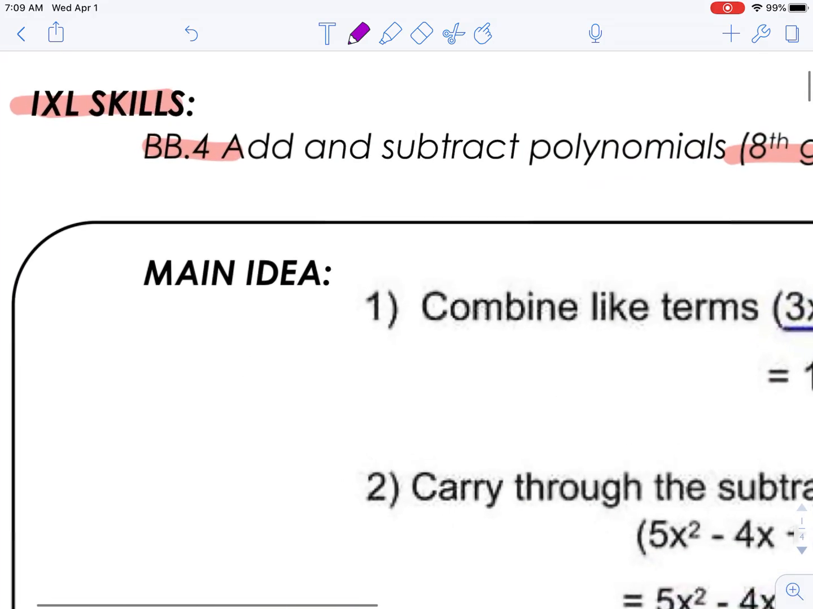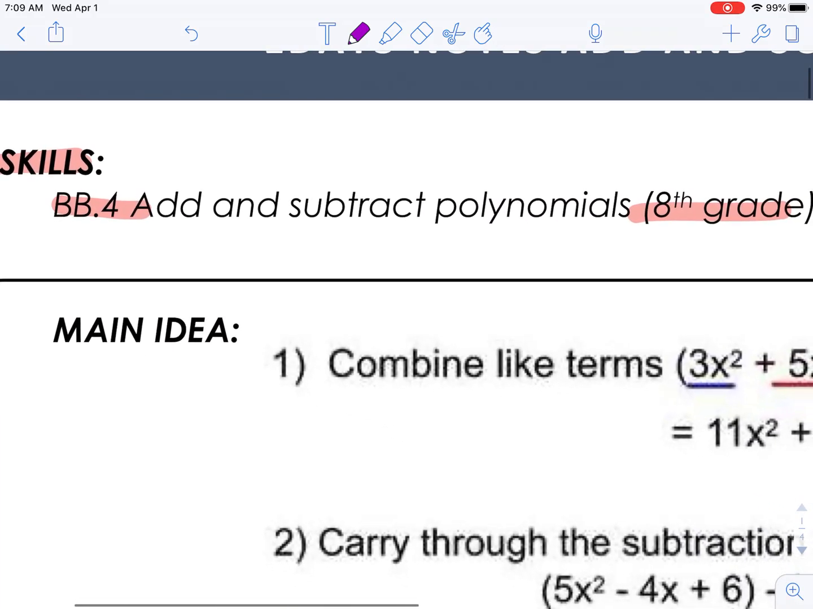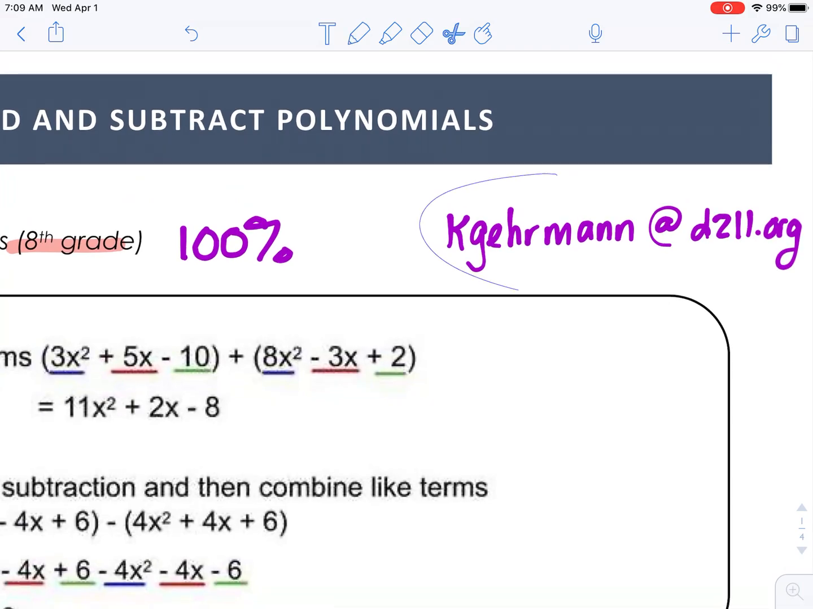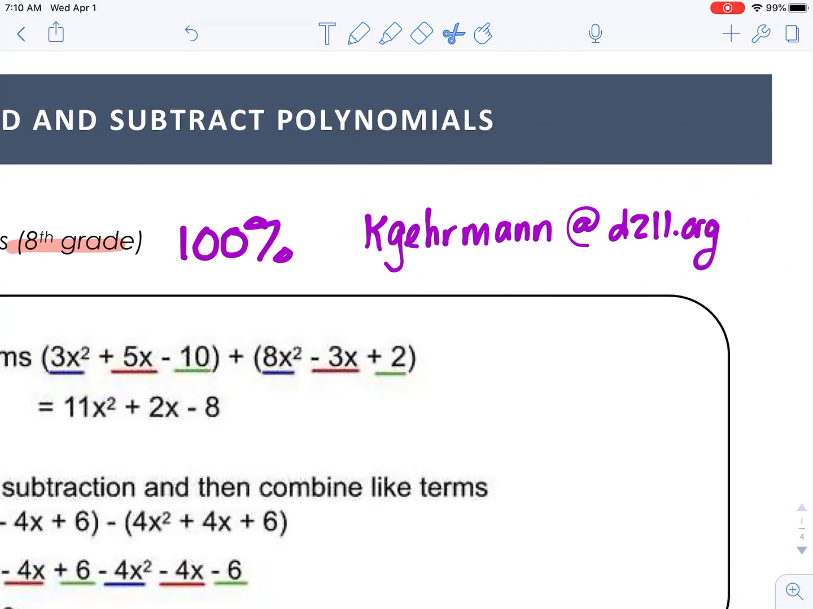Today's assignment is BB4 in 8th grade. My expectation is that you do it to 100%. I believe you should be able to finish this today. Please send me a screenshot when you're done. Remember, I can view all the problems you've done. I can view that you finished it, but I would like you to send me an email of a screenshot when you are done. I'm trusting you guys to do this, and I hope that it's an easy review.